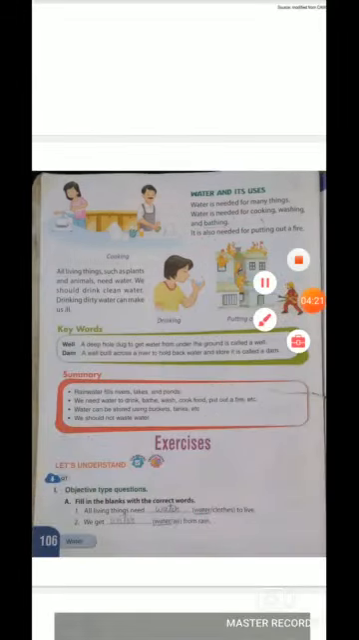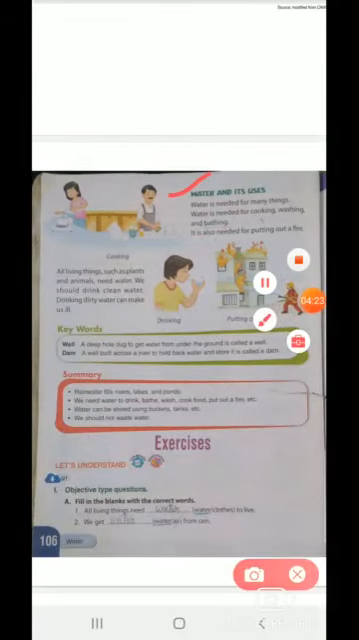After that, our next point is uses of water. Water is needed for many things. Water is needed for cooking, washing and bathing. It is also needed for putting out a fire. And all living things such as plants and animals need water. We should drink clean water. Drinking dirty water can make us ill.